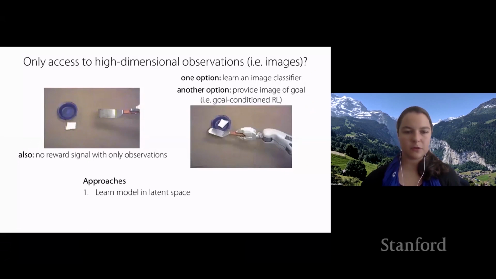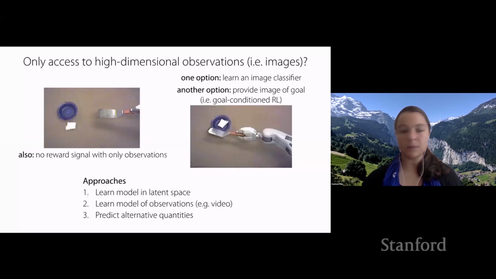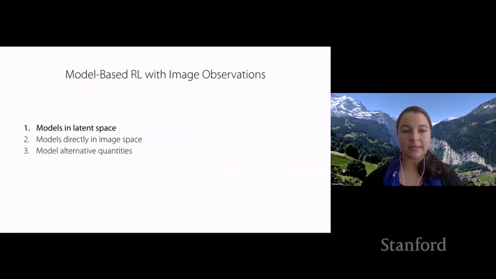There are a few different approaches for model-based RL when you have these kinds of image observations. One is to learn a model in some latent representation space. Another is to learn a model directly of the observations. And the third is to learn a model of some alternative quantities. We'll go over each of these approaches for the remaining time of the lecture. So let's first talk about learning models in latent space.